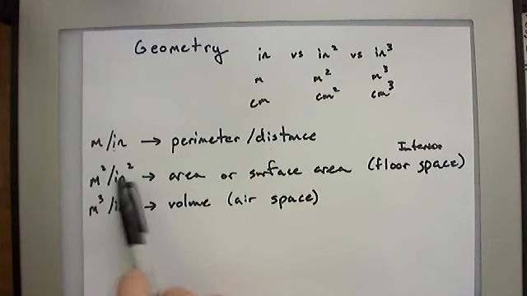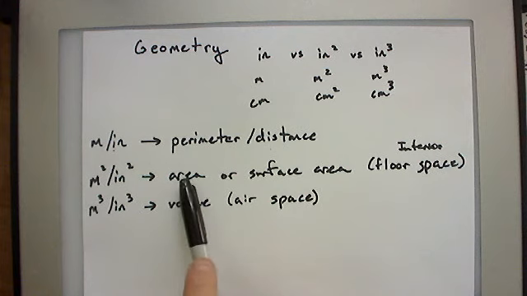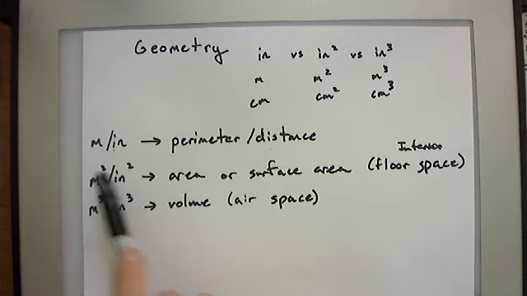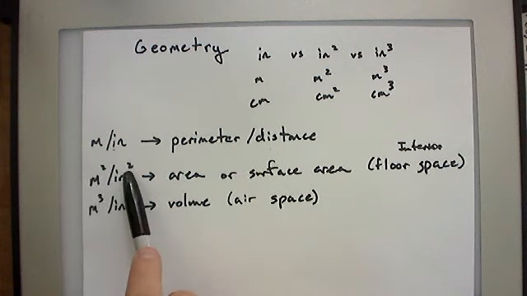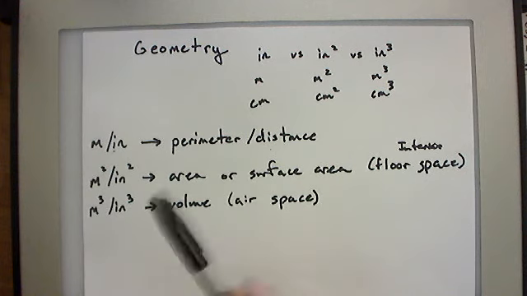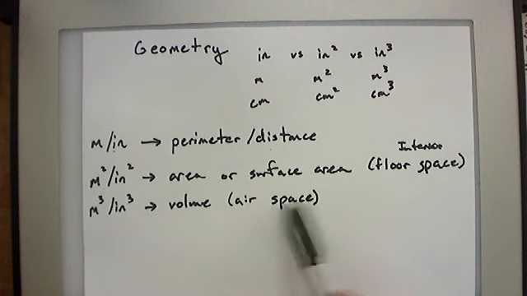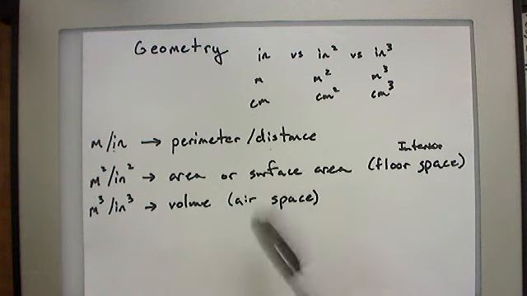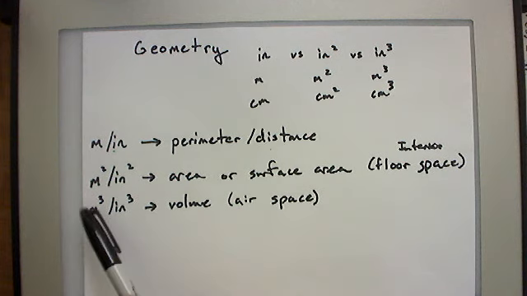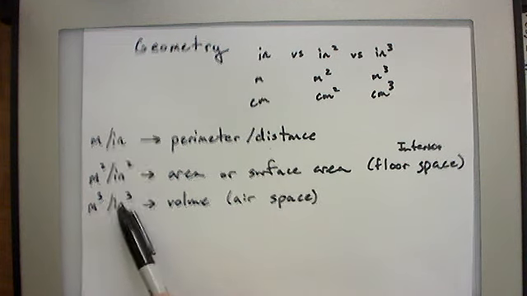Oh, I said that wrong. Squared. Let's back that up. Let's make sure I say that right. If it's area or surface area, it's going to be squared: meters squared, inches squared, miles squared, whatever. And if it's volume, the airspace in the room, how tall the room is, how much you could fit inside the room, that's going to be miles cubed, meters cubed, inches cubed.